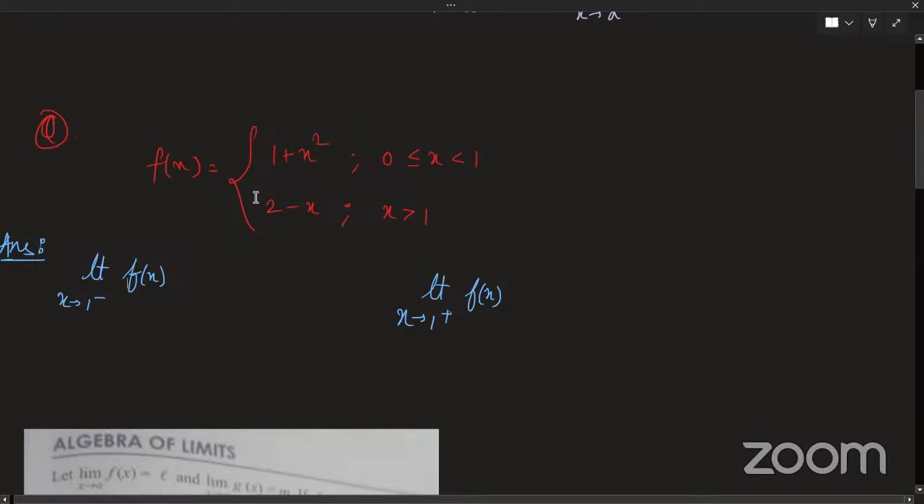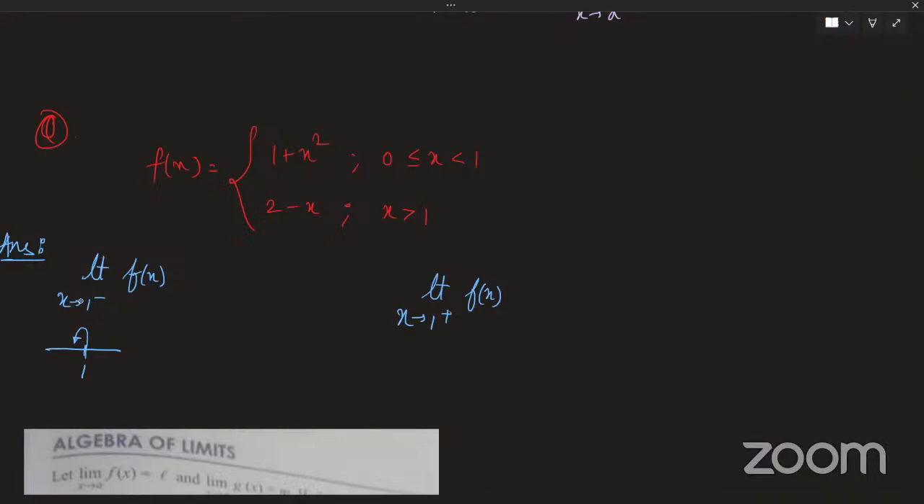2 minus x. Okay, anyone else? It is 1 minus, so my x is 1 minus 1. Is my limit approaching from the left side or the right side? Is my x to the left side of 1 or to the right side of 1? Left side. Is it lesser than 1 or greater than 1? Lesser than 1.